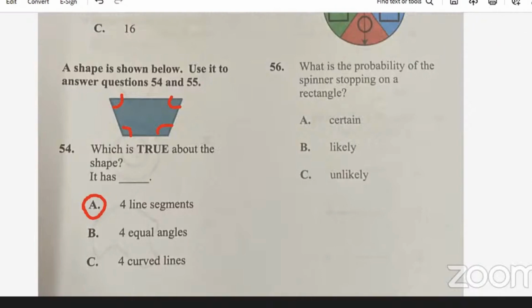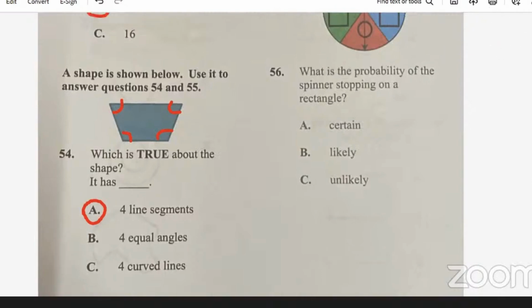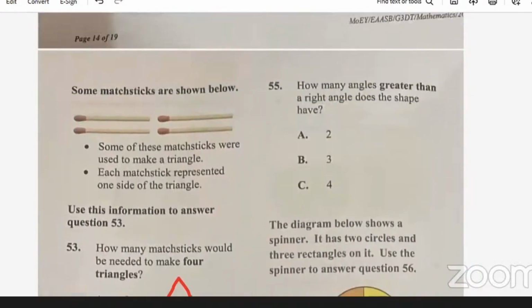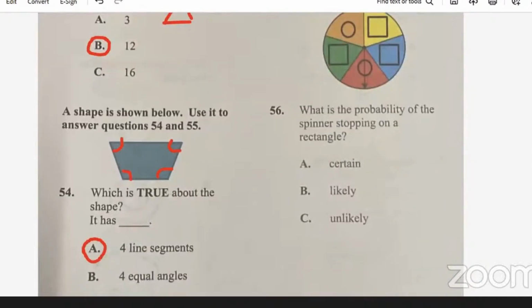So let's go to question 55. It says, how many angles greater than a right angle does the shape have? You have to know what a right angle is. Let's look at the shape again. A right angle would look like this. So how many of the angles would be more than this? If we look at this angle here, this would be the right angle here.